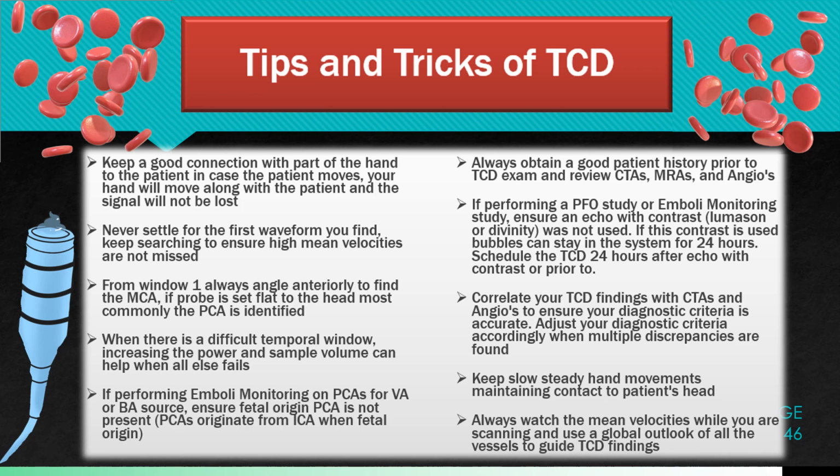Correlate your TCD findings with CTAs and angios to ensure your diagnostic criteria is accurate. You can always adjust your diagnostic criteria if you see there's a lot of discrepancies with the diagnostic criteria that you are using. Keep slow, steady hand movements and maintain contact to the patient's head. And always watch the mean velocities while you're scanning. And when you are doing your findings, always do a global outlook of all of the mean velocities to guide you for your interpretations.